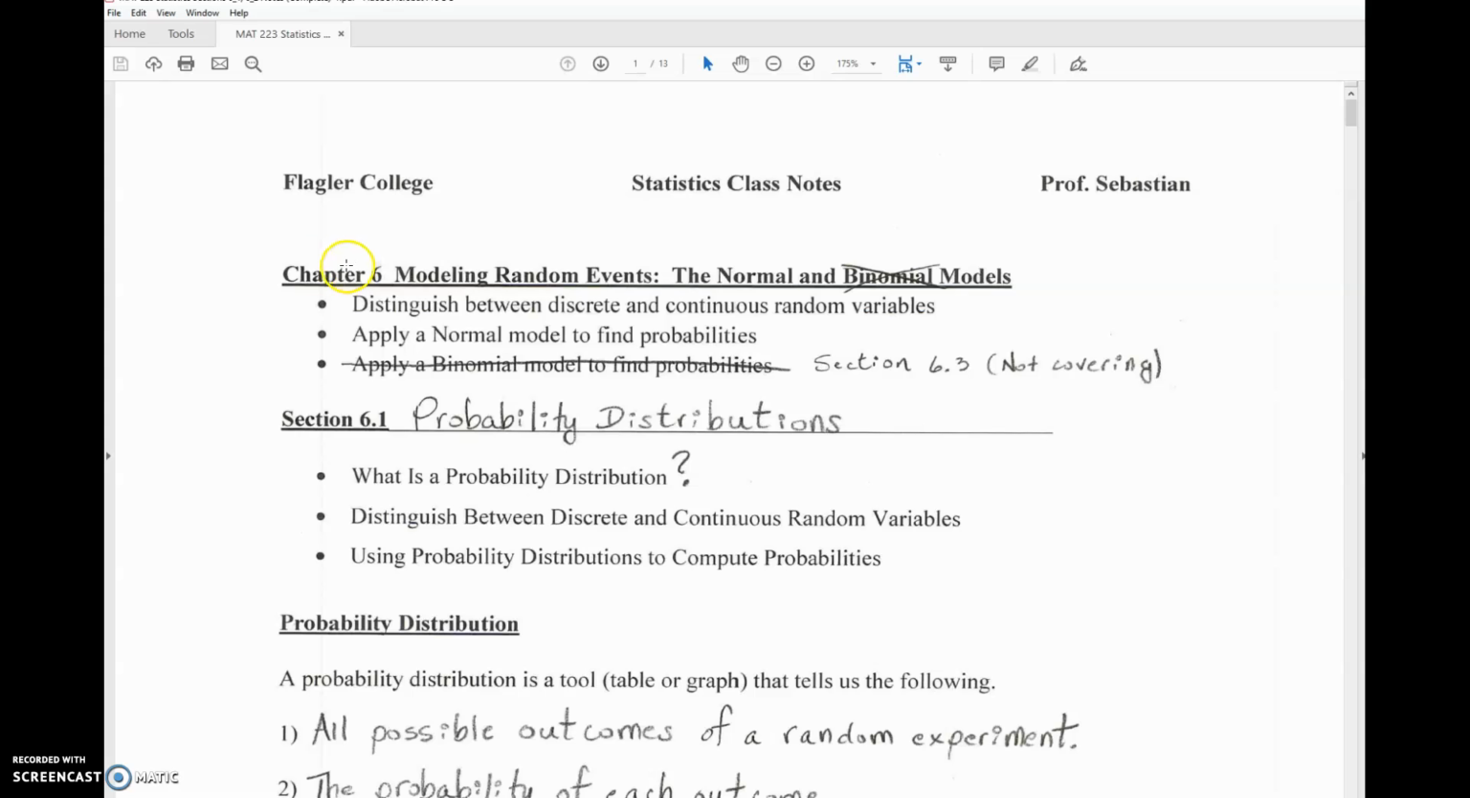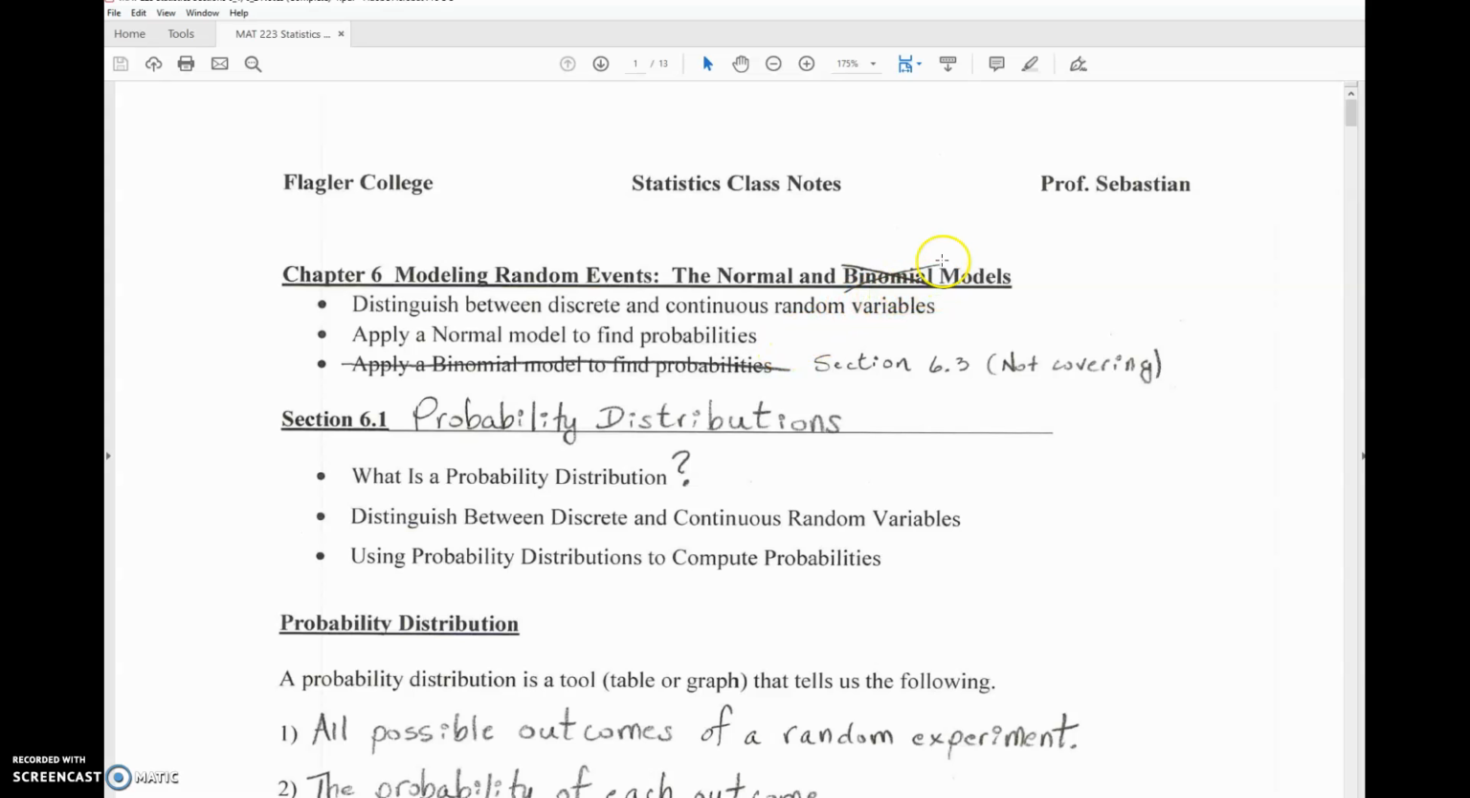We're finally moving into Chapter 6. Chapter 6 is about modeling random events, and we're going to be talking about what's called the normal model, or the normal probability distribution. The main topics in this chapter are distinguishing between discrete and continuous random variables, and then applying a normal model to find probabilities.